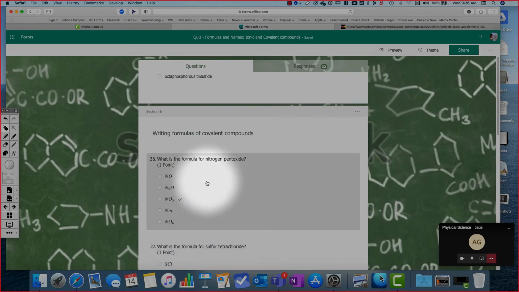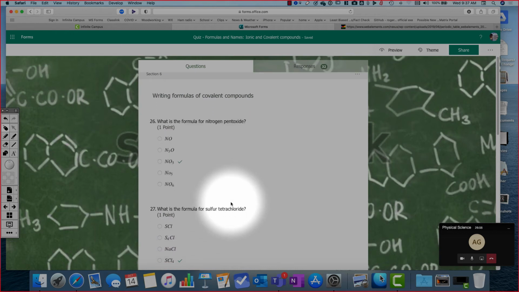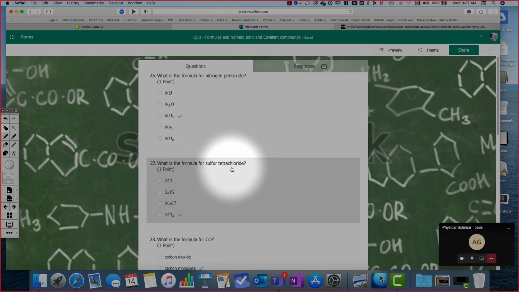Writing formulas of covalent compounds. So here is the name. The name has a prefix. If you're talking nonmetal to nonmetal, like nitrogen and oxygen, to figure out the formula, you just look at the name. There's no oxidation numbers, no periodic table. Nitrogen means only one, so it's N. Pent is 5, so it is NO5. Sulfur tetrachloride. Sulfur 1, tetra means 4, so you have 1 sulfur and 4 chlorides, which is the Cl.